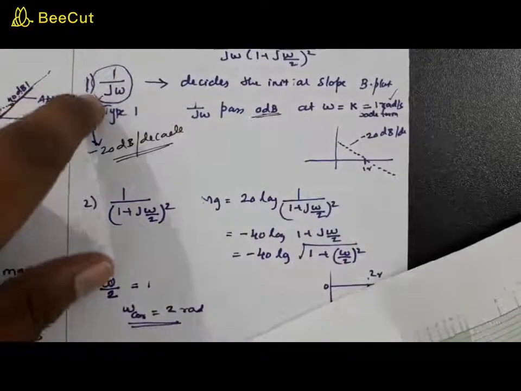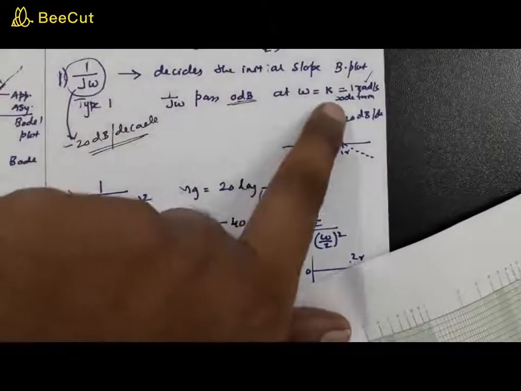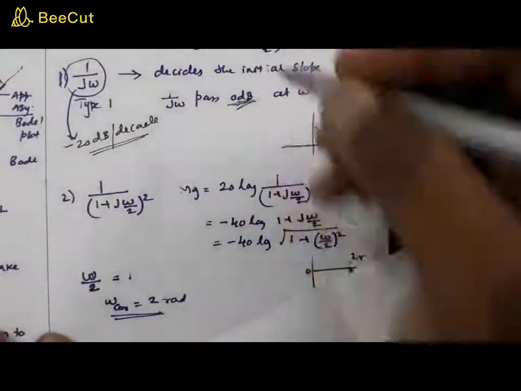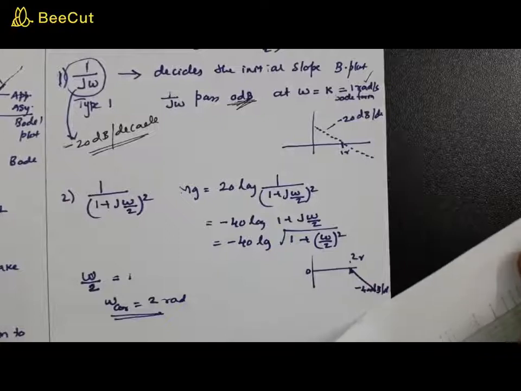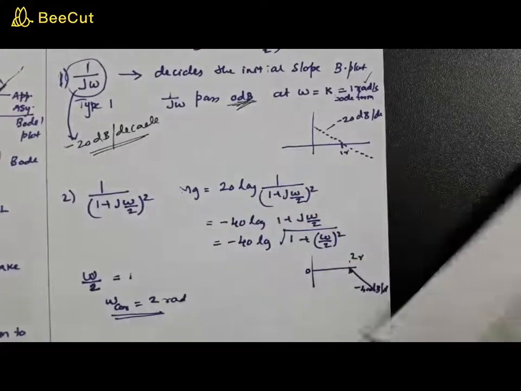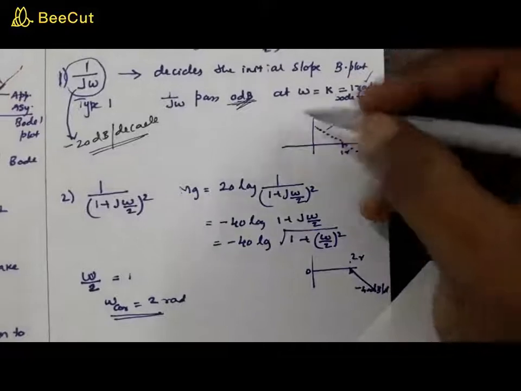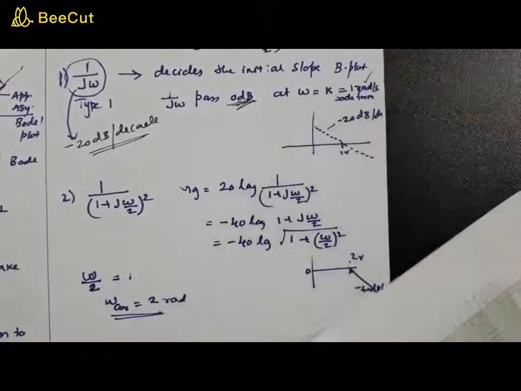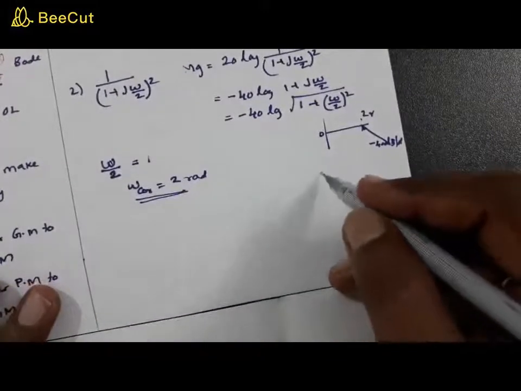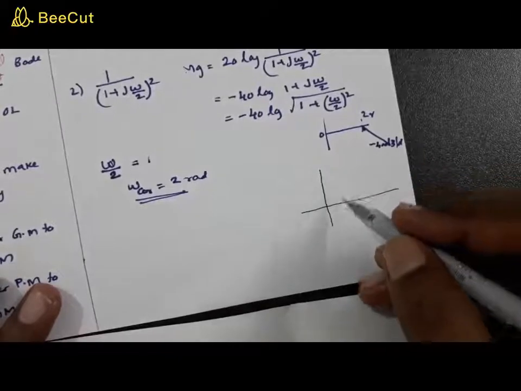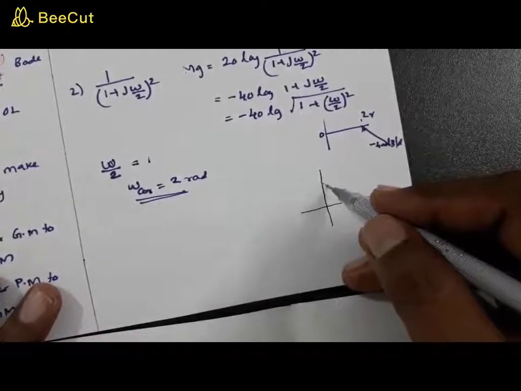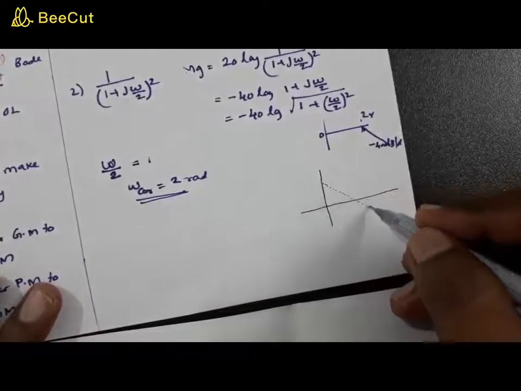In the case of the initial plot, you will be having the 0 dB frequency, and this is the cardinal frequency. Now you know how to find out the cardinal frequency, and not only that, this particular term will give you a minus 40 dB per decade, while this term will give you minus 20 dB per decade. So you must have a rough plot in your paper itself, something like this.